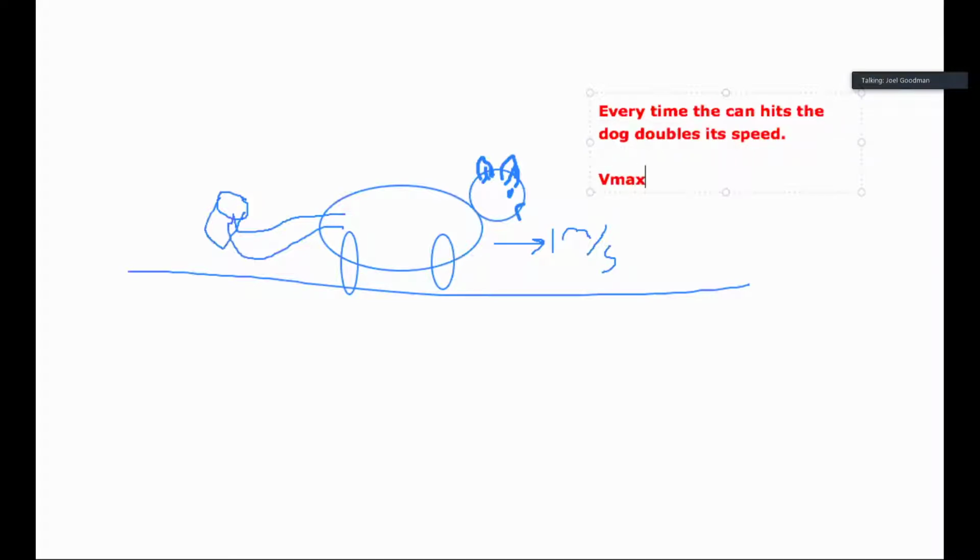What is the maximum velocity? Do not call it out. Give everybody a chance to think about this.